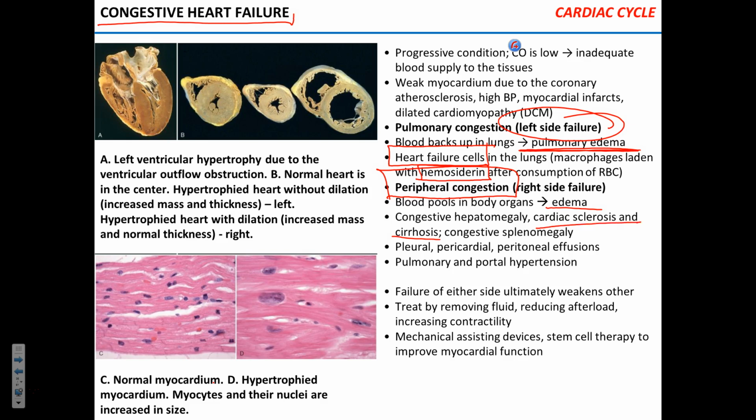Cardiac cirrhosis and sclerosis due to the pooling of blood, increased pressure in the coronary arteries, and inflammation due to that injury, that's going to lead to cirrhosis. Effusions: peritoneal, pleural, and pericardial effusions.